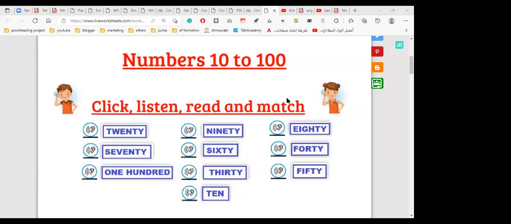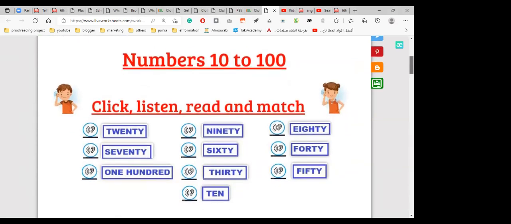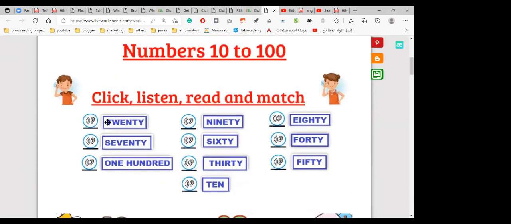So before knowing the time, when I ask you what time is it now, we need to know the numbers, okay? Not from one to ten, but the tens: 10, 20, 30, 40, 50, 60, these are the numbers. 10, 20, 70, 100, 90, 60, 30, 10, 80, 40, 50. Okay, these are some of the numbers by 10.